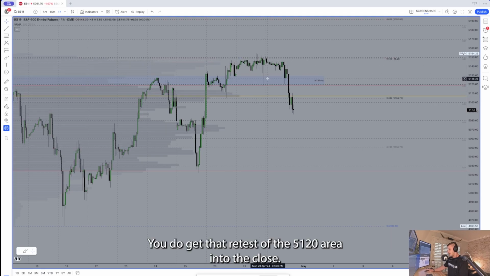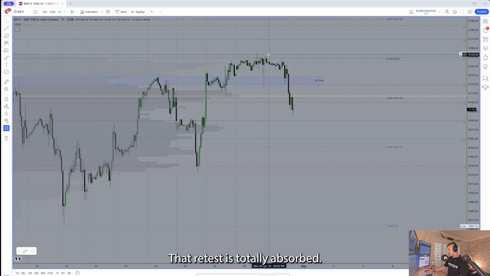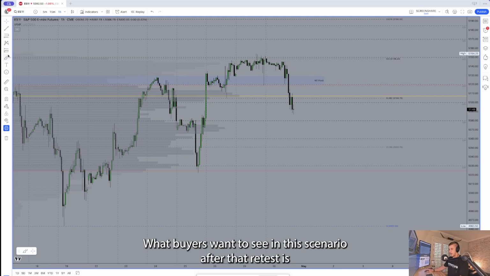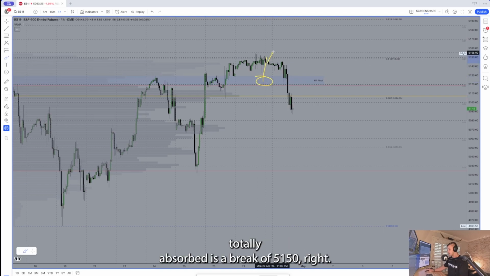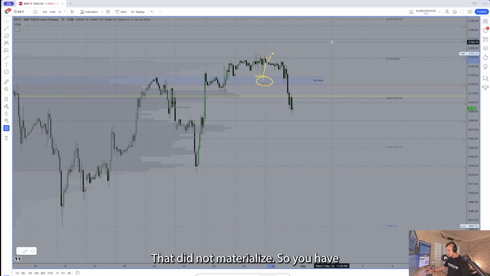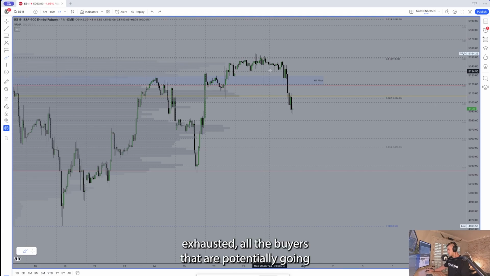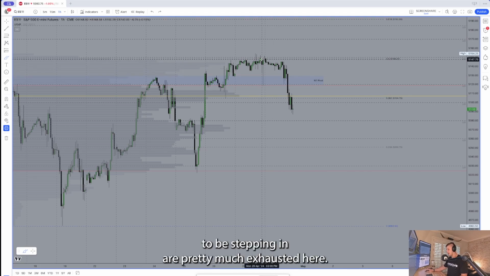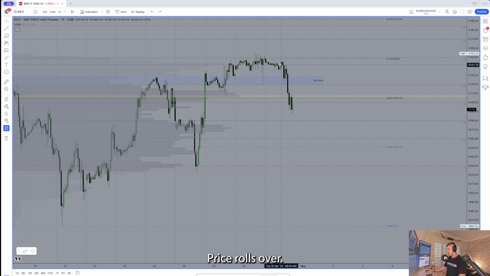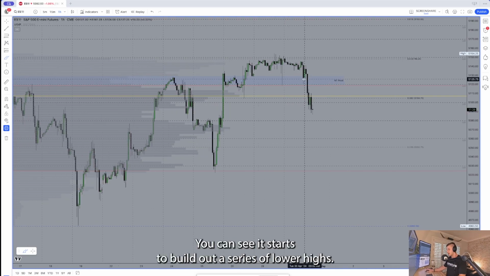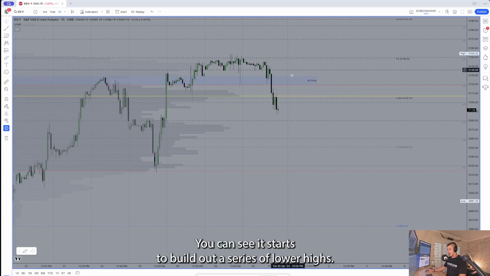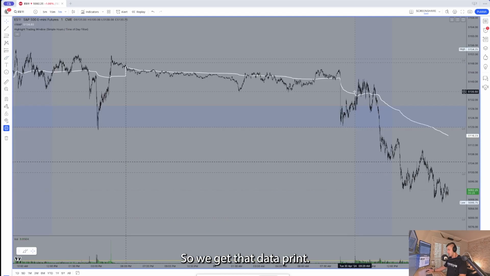You do get that retest of the 5120 area into the close. That retest is totally absorbed. What buyers want to see in this scenario after that retest is totally absorbed is a break of 5150, right? That did not materialize. So you have all the buyers exhausted. All the buyers that are potentially going to be stepping in are pretty much exhausted here. Price rolls over. You can see it starts to build out a series of lower highs.